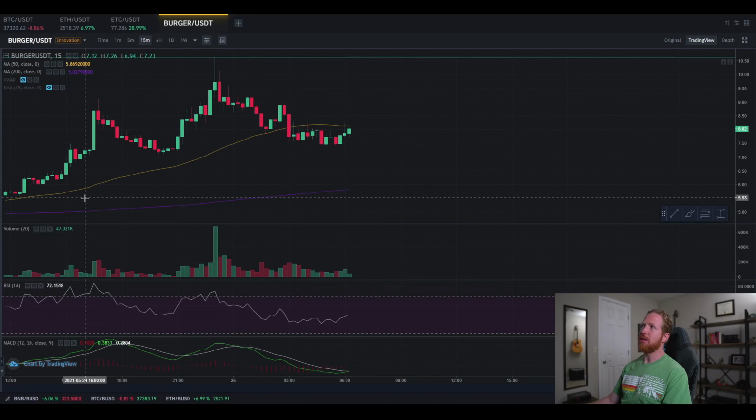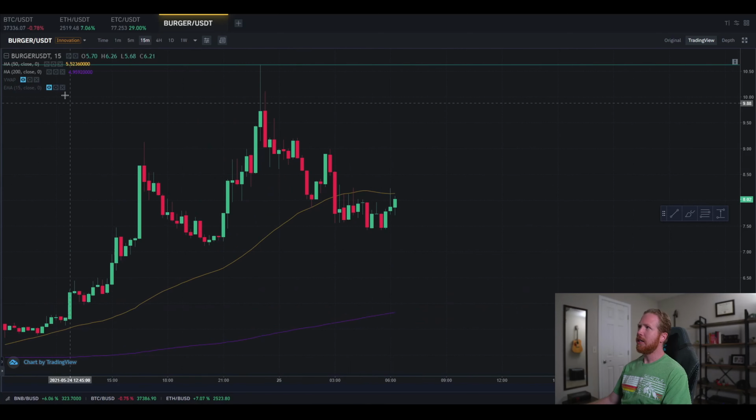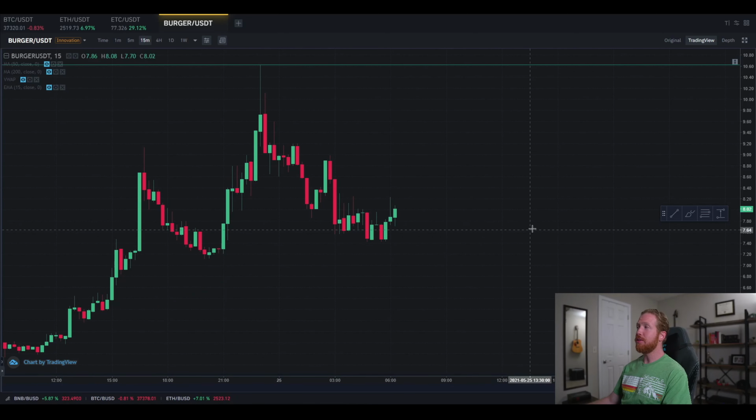Moving on to the 15-minute chart for Burger, let's take a look here. The first thing I do is disable my moving averages, my simple moving average 50 and the 200. The reason I disable them is just because they kind of get in the way. They're not super relevant at this level. Of course, it wouldn't hurt to keep them on, don't get me wrong, but I prefer not to because I like the VWAP and the EMA line.